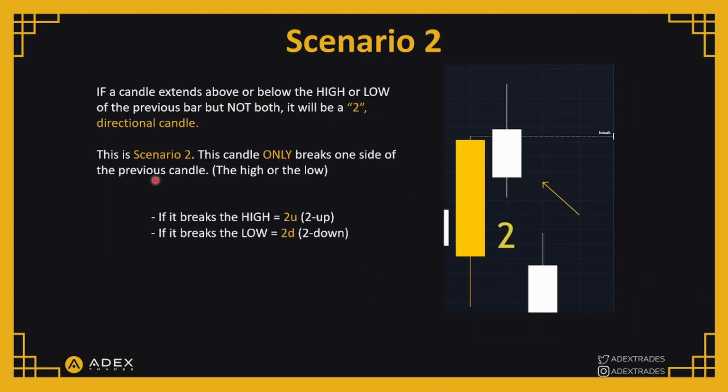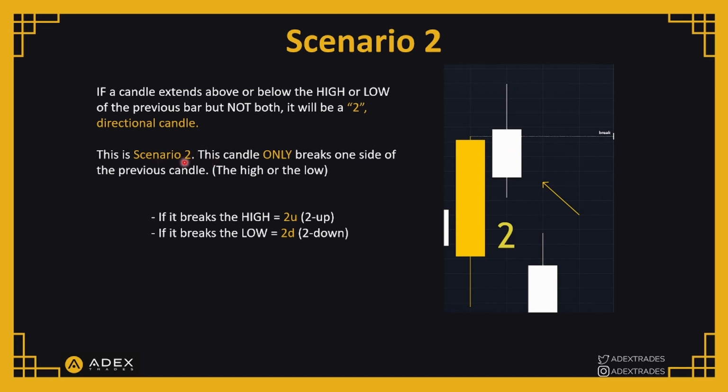Scenario two. Scenario two is when one side of the previous bar is taken out, and we call this a directional bar. In this example, you have your high. If you look at this green candle, and in terms of my colors, yellow means green and white is referring to red. If you were to mark the high and the low of this candle, you see that this candle breaks the high and it never comes to the low. Because this broke the high of the candle, this is a directional bar to the upside. This is a 2 up, okay?